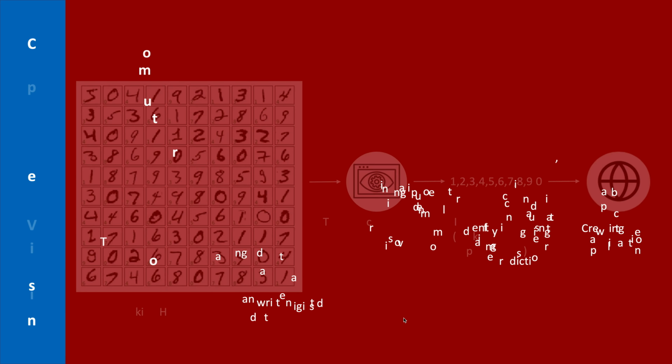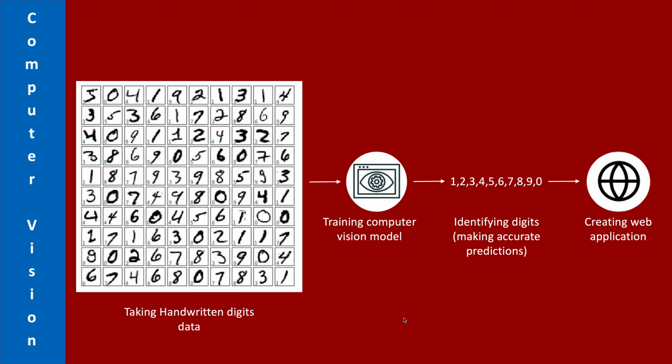The way our computer vision will work is it will take the handwritten digits data, train the model by making it study the individual pixels of the 8 by 8 images, and compare them with the result or target variable, which is the actual digit represented there. Over time, the model will learn to identify digits and make accurate predictions. After which, we will create a web application and connect our model to it so that the predictions of our model can be accessed through the app.